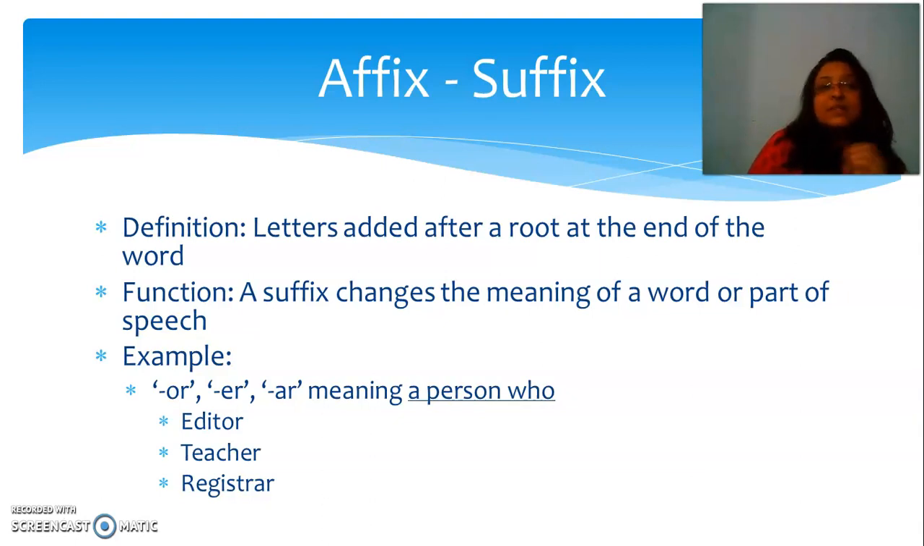Certain examples here given on the screen are suffixes such as or, er, or ar. Now, what do these suffixes really mean? They simply mean a person who. These suffixes refer to a person who does a certain act. For example, editor. What does an editor do? An editor edits a piece of text, for example. What does a teacher do? A teacher teaches. What does a registrar do? A registrar takes registrations. So far, so good?